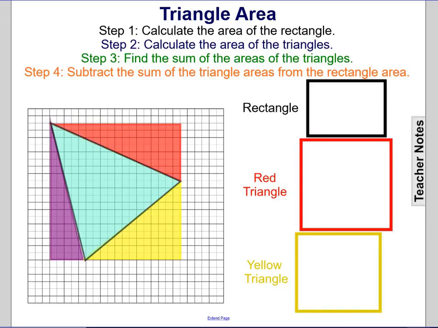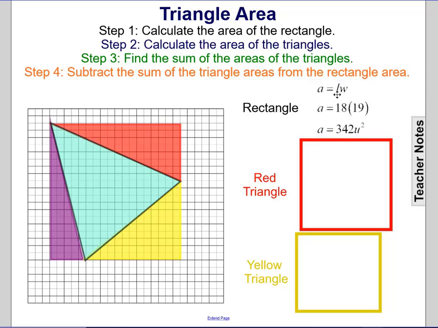So now that we've broken it into smaller and different shapes, step 1 is to calculate the area of the whole rectangle. So if I calculate the area of this whole rectangle, I have area equals length times width. I get 342 units squared. So then if I calculate the area of all of the triangles, the red, the yellow, and the purple, I can in step 3 find the sum of the triangles, and then in step 4 I would subtract the sum of the 3 triangles from the area of the rectangle, which would leave me with the triangle in the middle that we're trying to solve for.